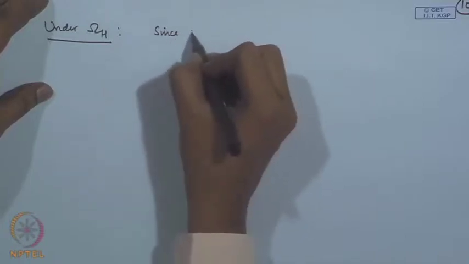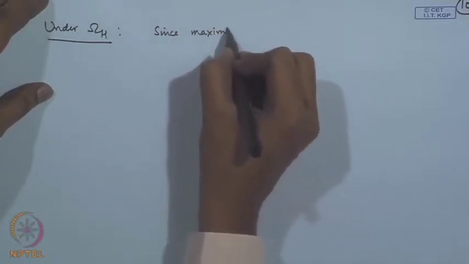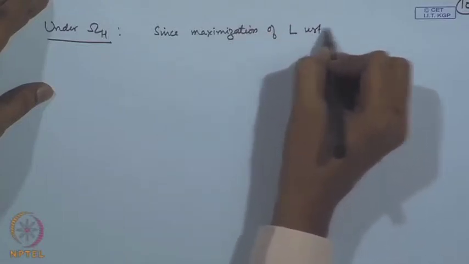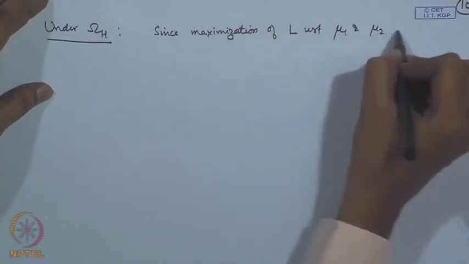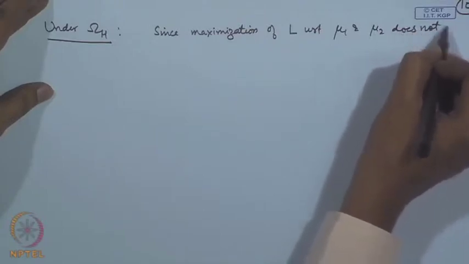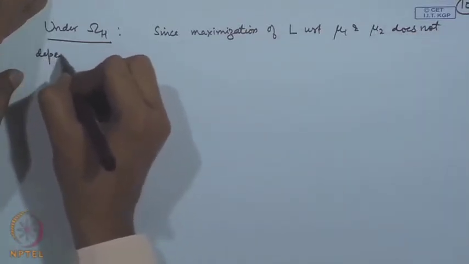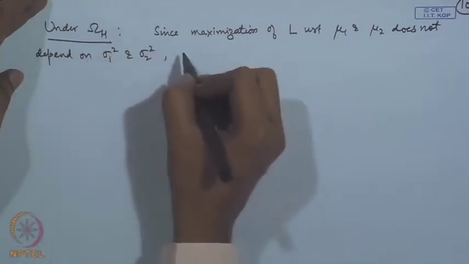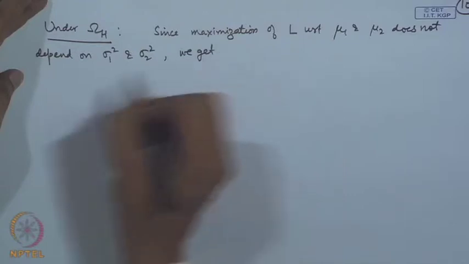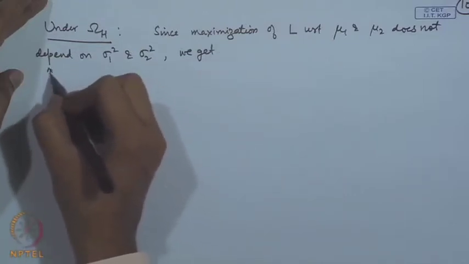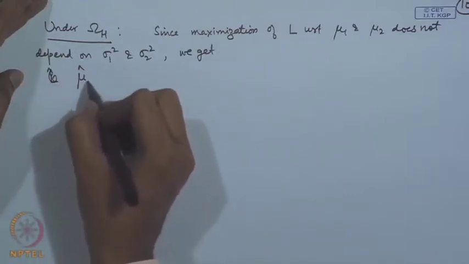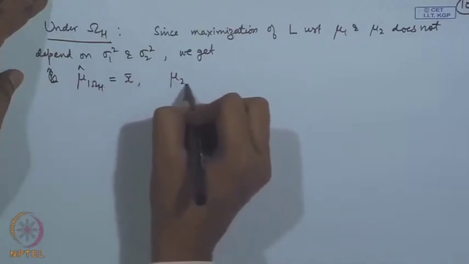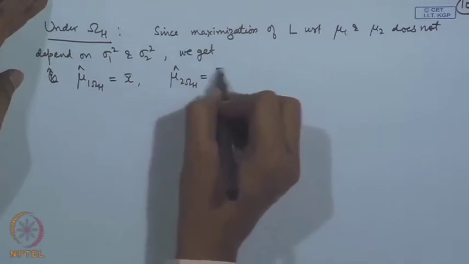Since maximization of L with respect to mu 1 and mu 2 does not depend on sigma 1 square and sigma 2 square, we get L head mu 1 head omega h as x bar, mu 2 head omega h as y bar.